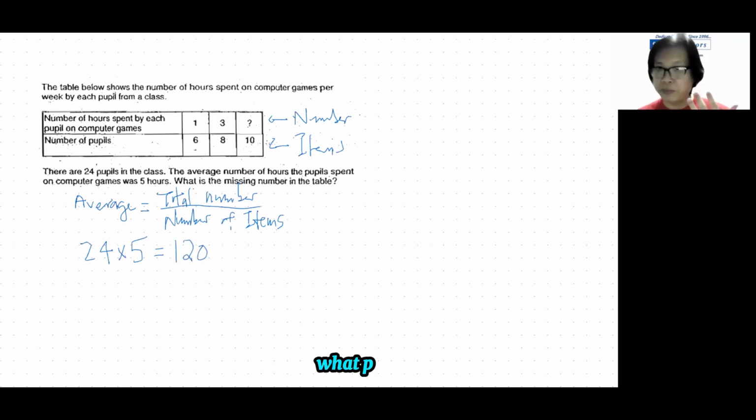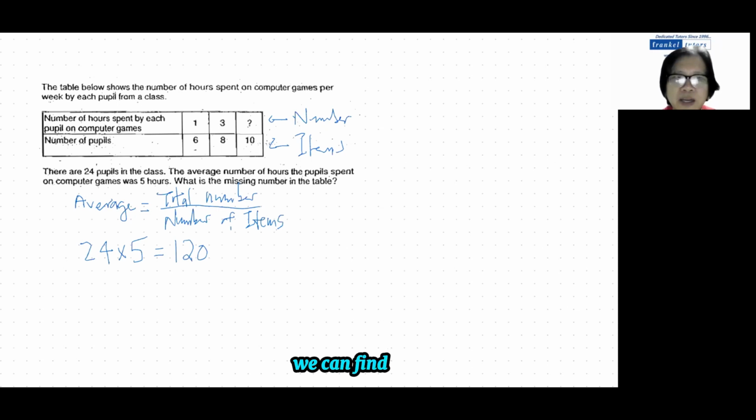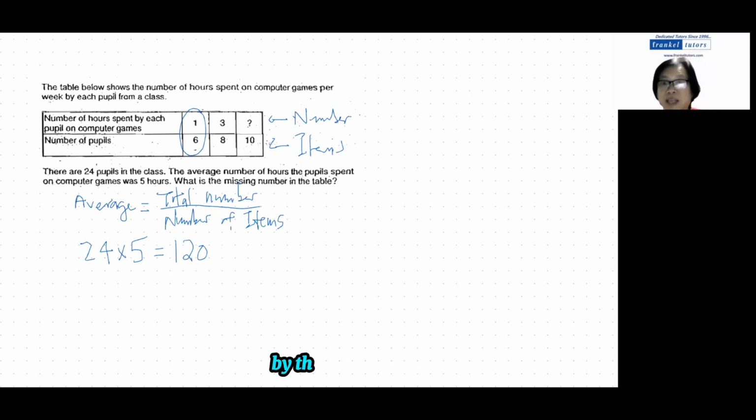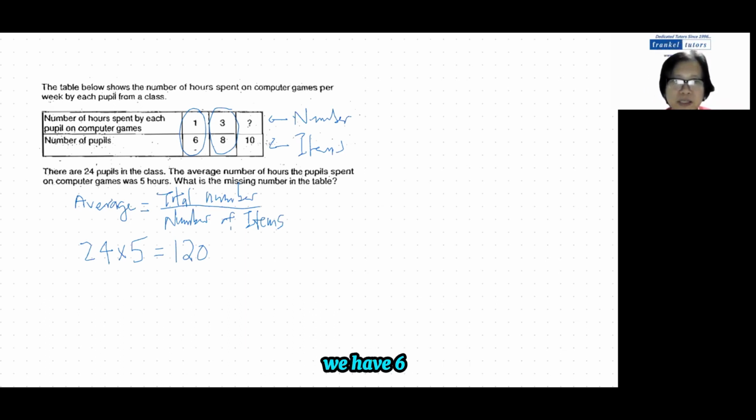So what else do we know? Wherever we solve word problems, we're always asking ourselves what we know, what we can find out, or what we can make the same. In this case, there's nothing really to make the same, but we can find out something. We can find out the number of hours spent by these pupils, and the number of hours spent by the 8 pupils in total. And if we were to take them away from this 120, then we know the number of hours spent by the last 10.